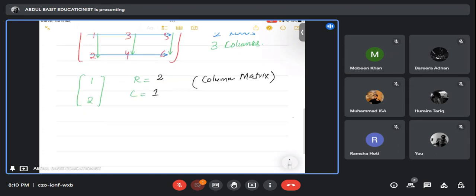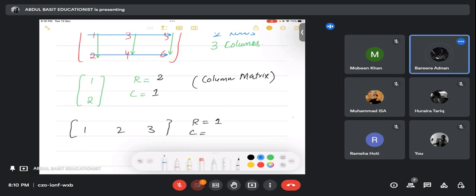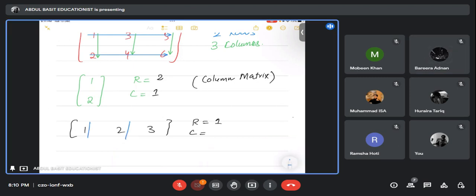For example, Barira, if I write a matrix here, one, two, three, can you please tell me how many rows I have in this matrix? Very good. And how many columns do I have in this matrix? Three. Yes, one, two, and three. I have three columns.